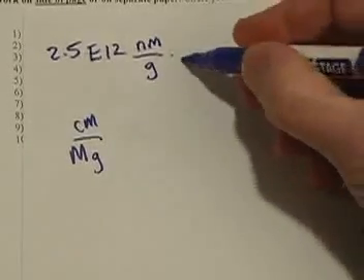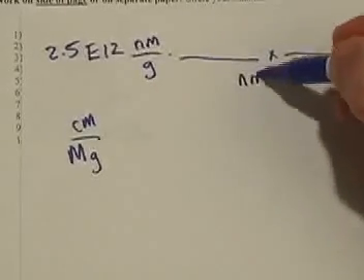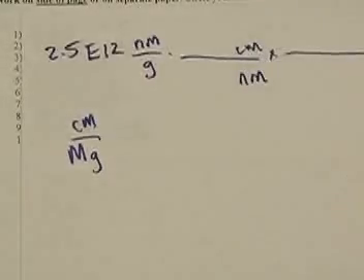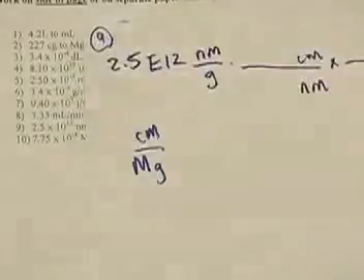So first step, put a multiply sign, put a line, and then since we're going to have to do it twice, go ahead and put a multiply sign and 2 lines. Put nanometers in a position where it's going to cancel, and then put centimeters as your new set of units. Notice I didn't put any numbers in now. This is number 9, by the way. I forgot to put a 9 up there.